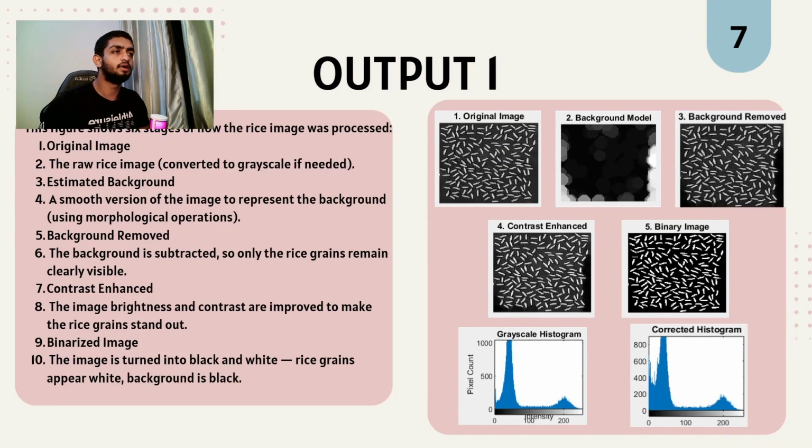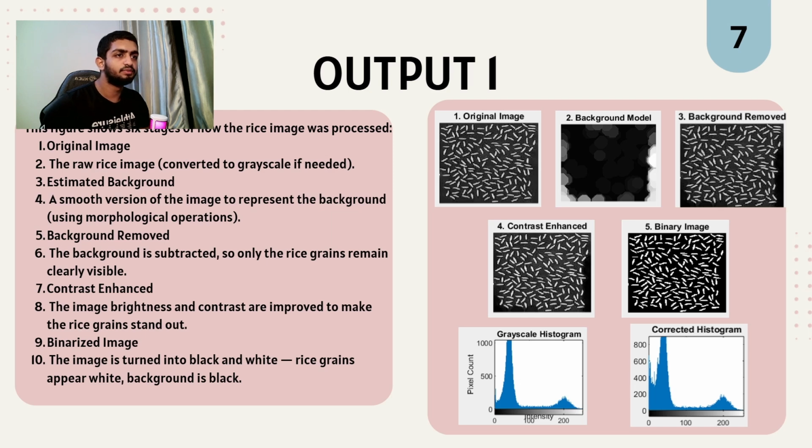Assalamualaikum and hi. My name is Muhammad Ijaz Ahmad and I will present the output and the conclusion. This figure shows 6 stages of how the rice image was processed. The first is the original image, then the raw rice image will be produced, and then the third step is the background will be estimated. The fourth step is a smooth version of the image to represent the background. It will be done using morphological operations. The fifth is the background will be removed. Sixth is the background is subtracted, so only the rice grain remains clearly visible.